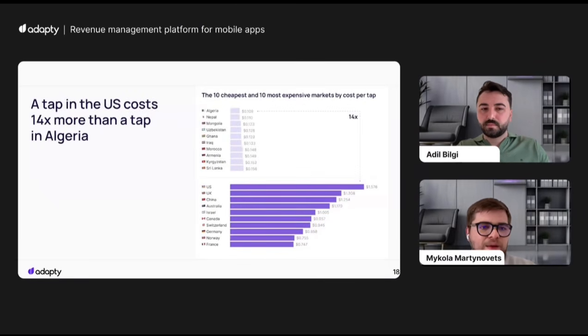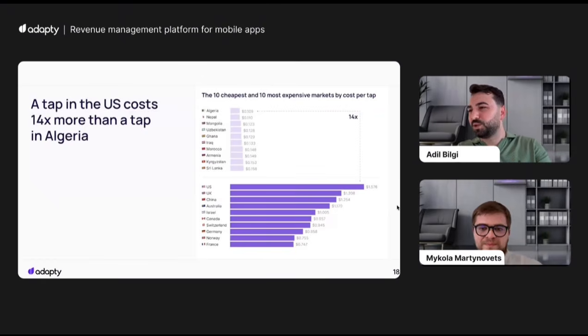A concrete example: a tap in the US costs 14 times more than a tap in Bulgaria. 14 times. Now I'm not saying stop buying in the United States, stop all your campaigns. But if you never run a campaign in countries like Uzbekistan, Brazil, Colombia, Turkey, Poland, or even Romania, the data we analyzed says you're leaving profitable, scalable countries on the table. And these countries will be picked up by someone else.